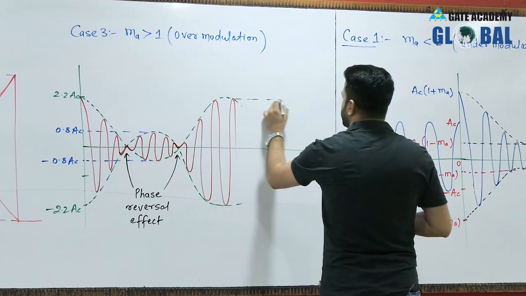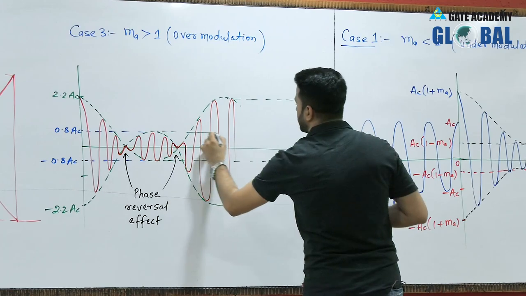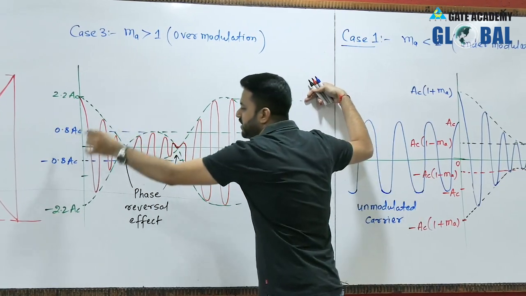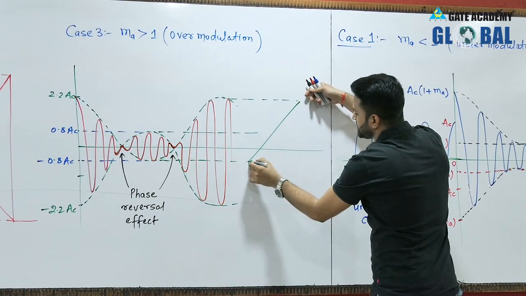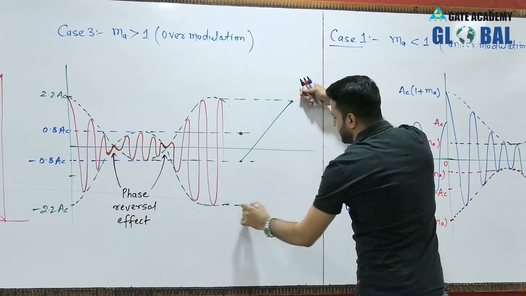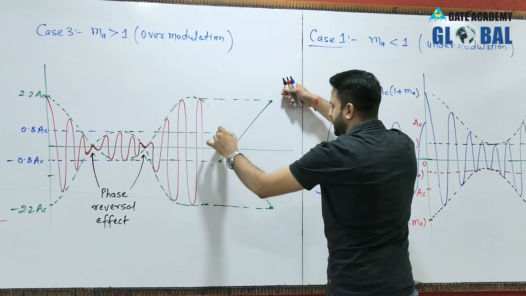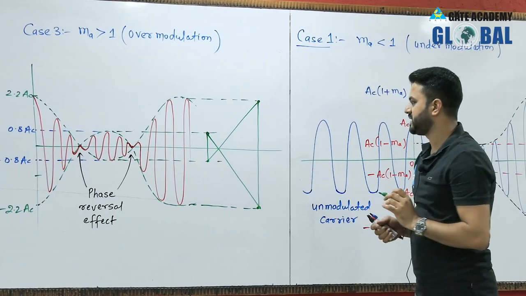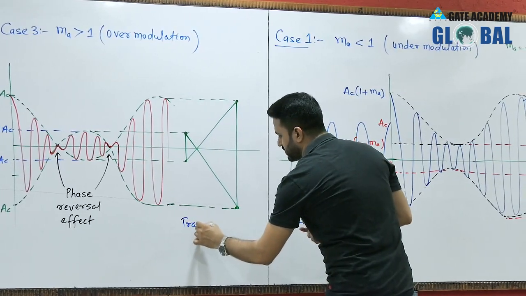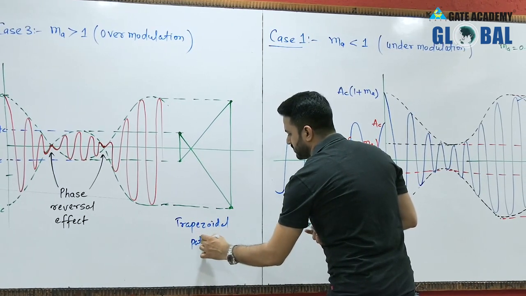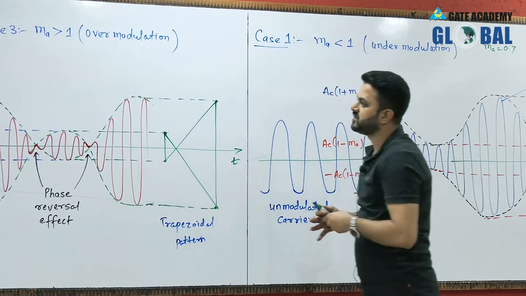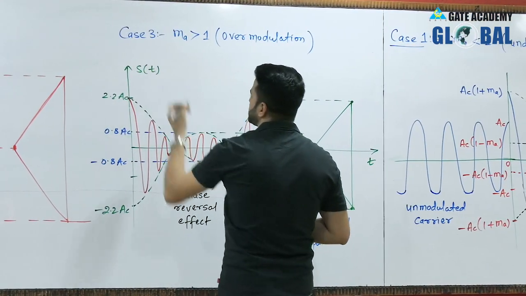And again, if I draw the trapezoidal pattern, this is the positive envelope, 2.2 AC, and this is the minimum value of the positive envelope, which is now negative. So this is the maximum value, this is the minimum value, and we connect these two. Similarly, here it is minimum and it is maximum here, so we will connect this and we get a shape like this. So here we cannot apply the formula of L1 minus L2 and L1 plus L2. This is the trapezoidal pattern, but it is not looking like a trapezoid because of the overmodulated waveform. Okay. So this is the s(t) time domain representation of AM in three different cases.